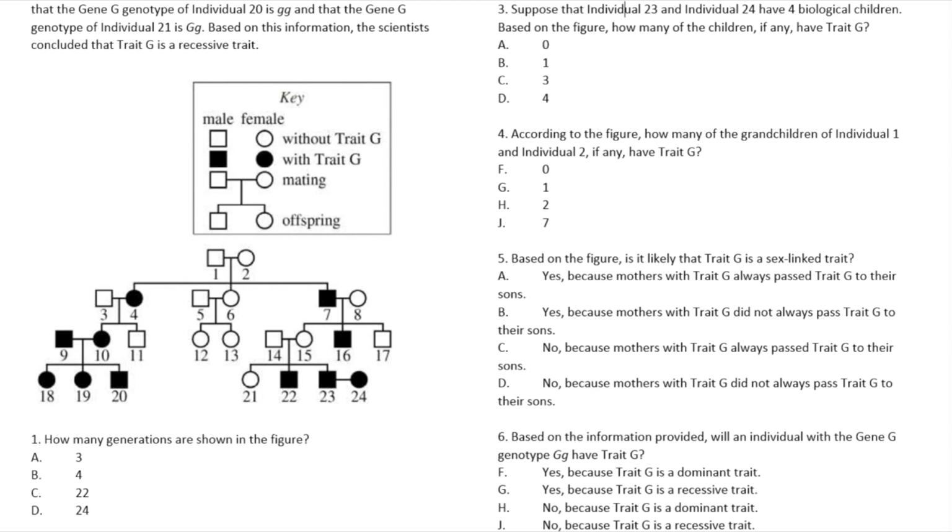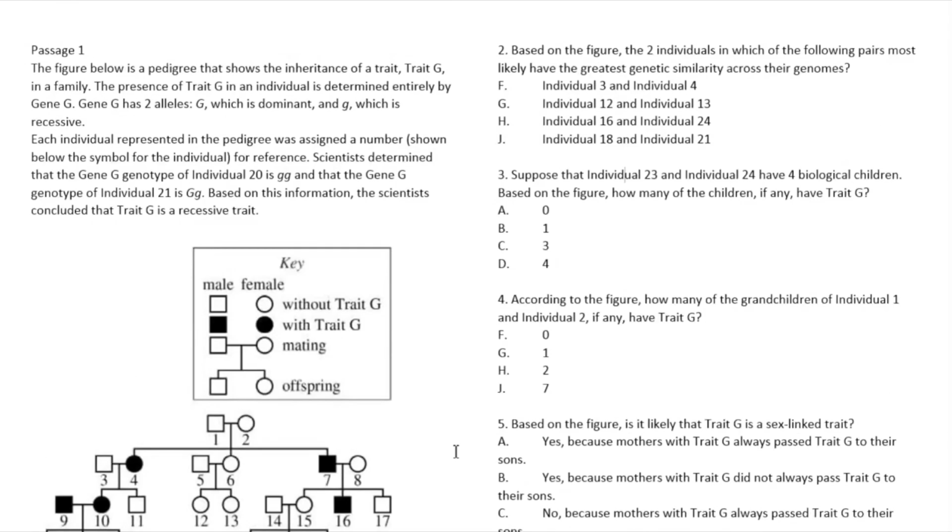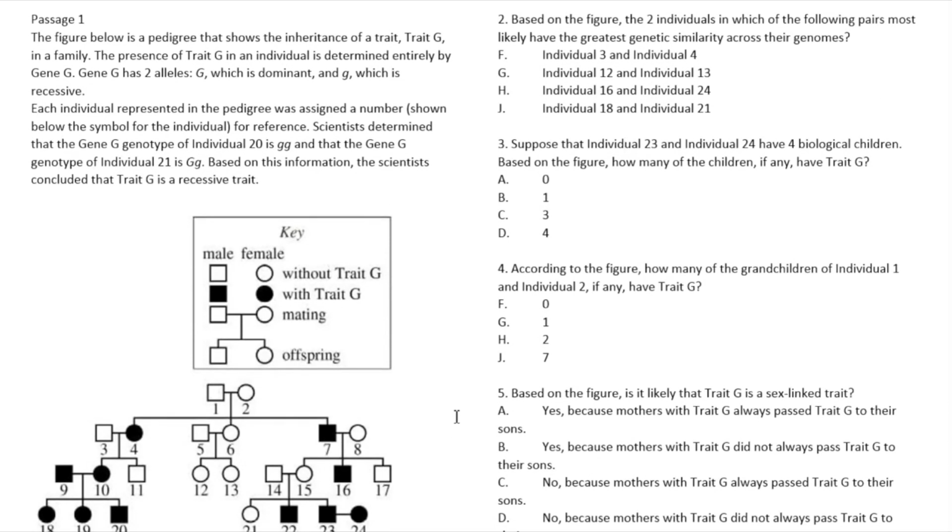Our first question asks, how many generations are shown in the figure? And the options are A, 3, B, 4, C, 22, or D, 24. So the main question is here, what is a generation and how many are there? Let's scroll on up and see if there are any hints in the passage. Maybe you already know, but let's see if they present any additional information.